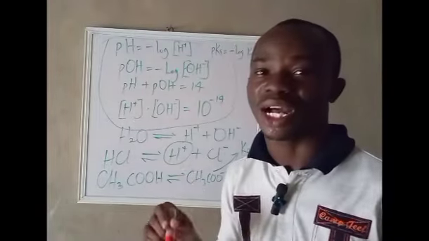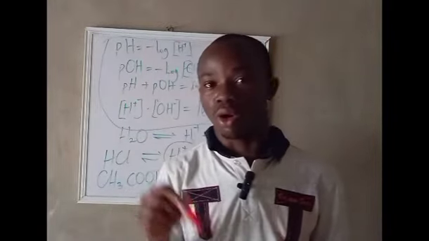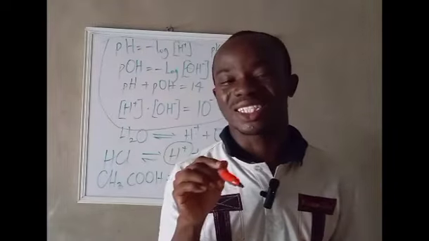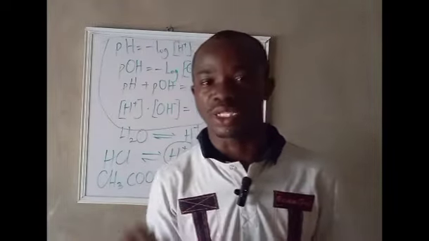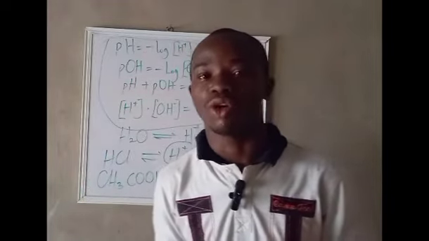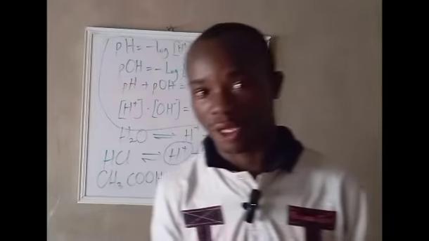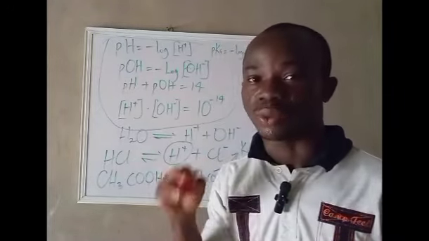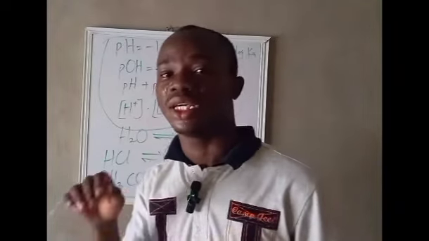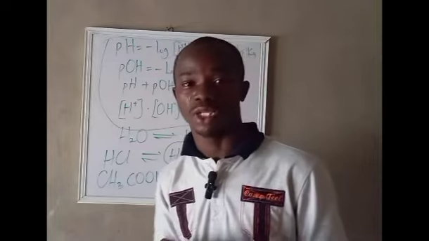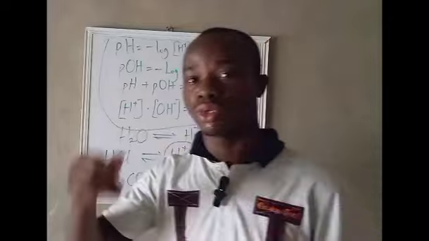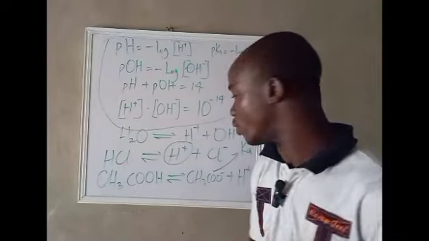So anytime you are looking at a strong base or a strong acid, you don't need to consider Ka or Kb. But when you are looking at a weak acid or a weak base, you have to consider the Ka or the Kb of that weak acid or weak base, because a weak acid or a weak base will not completely dissociate in an aqueous system. So they partially dissociate, or in another way, they don't release all possible H plus that they have.